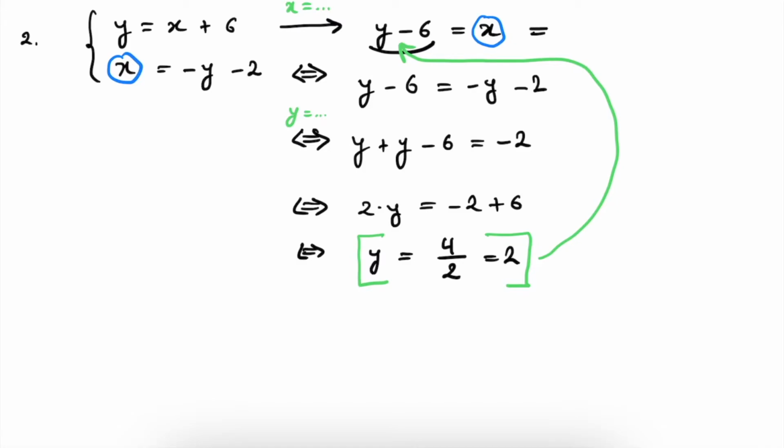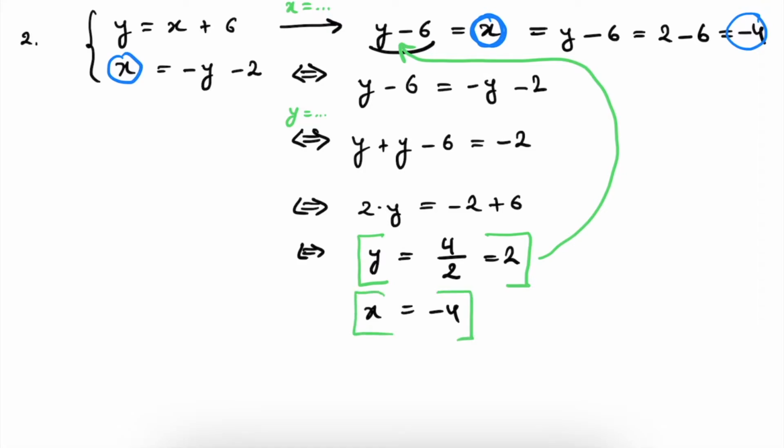So we have x is equal to y minus 6, which is equal to 2 minus 6 is minus 4. We see now that x is equal to minus 4. So we have our second result here, x is equal to minus 4. And now we are done. We have gotten our result, which is that x is equal to minus 4 and y is equal to 2.